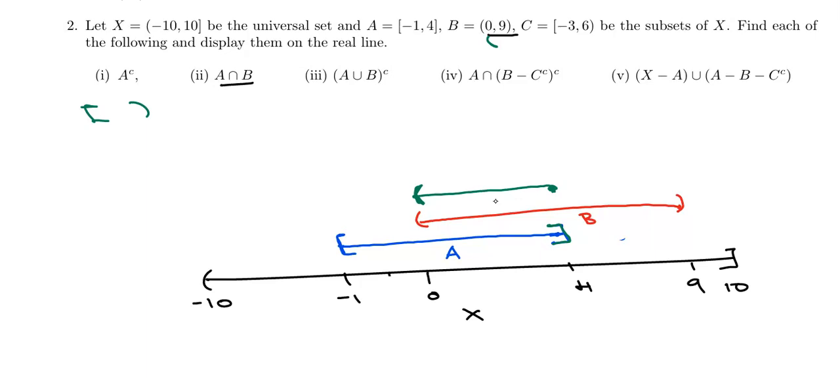So we are going to say 4 is included even in A intersection B. So we are going even to say that this is A intersection B.